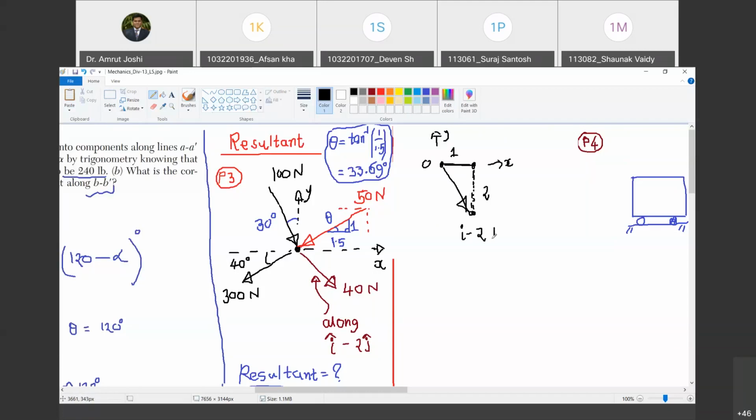Happy? Yes, sir. So I have shown vector i cap minus 2j cap first. 40 Newton force is along this vector. Happy? Yes. So now tell me, what is this angle? I am going to call this angle same as this angle because 40 Newton force is along this. So I am going to call this as phi. Are you with me? Yes, sir. So this angle phi, how much it is? Tan inverse of 1 by 2. अरे, ऐसे कैसे कर रहे हैं?